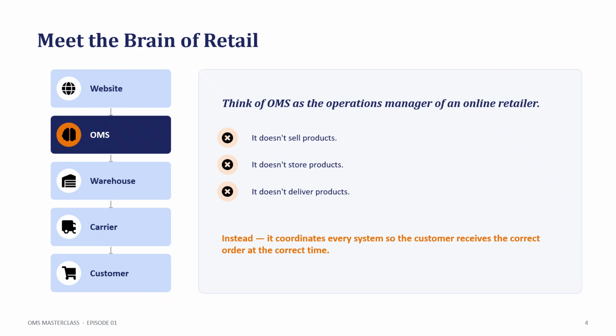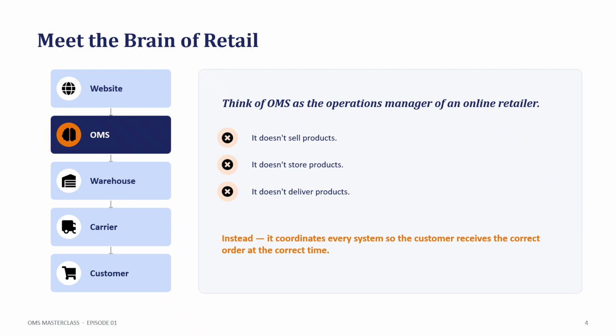You can think of it like the brain of the entire retail operation. Just as our brain doesn't move our hands or legs directly but tells every part of the body what to do, the OMS doesn't pack boxes or drive delivery trucks. Instead, it tells every connected system what needs to happen and when. That's why almost every modern retailer relies on an order management system. Without it, managing thousands or millions of online orders accurately would be extremely difficult.